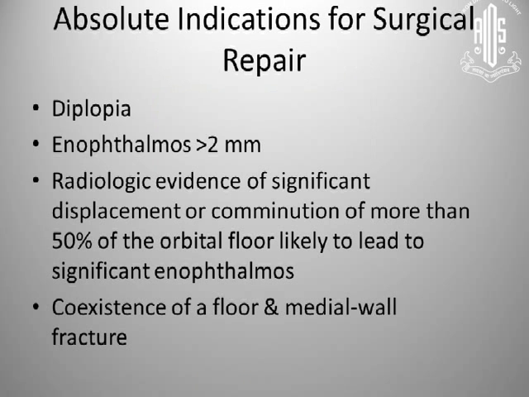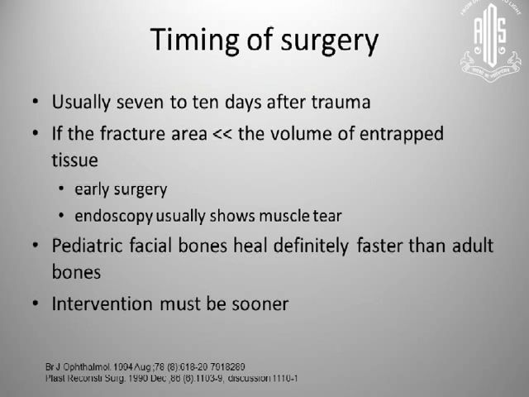There are absolute indications for surgical repair, which are more or less the same as for adults. But what is important is the timing of surgery. What is different from adults to pediatrics? 7 to 10 days after trauma is a common window. But if the fracture area is much more than the volume of entrapped tissue, or even though there's a very small fracture, early surgery is indicated, and we would prefer to do an endoscopic route. Pediatric facial bones heal faster, children heal faster, and intervention must be sooner in these cases.